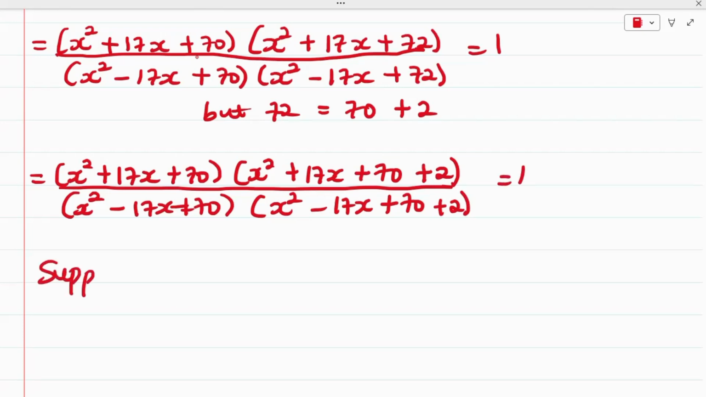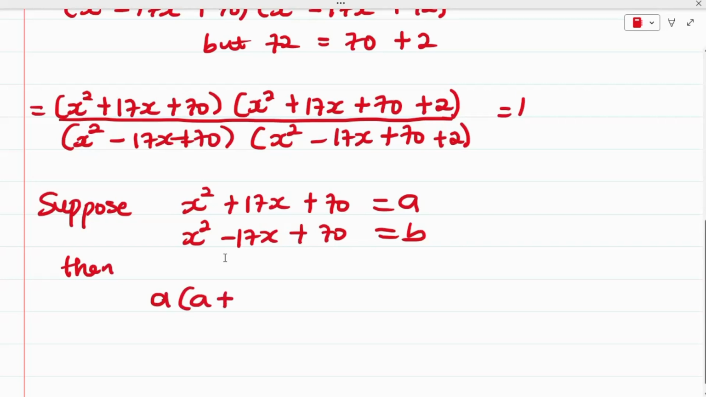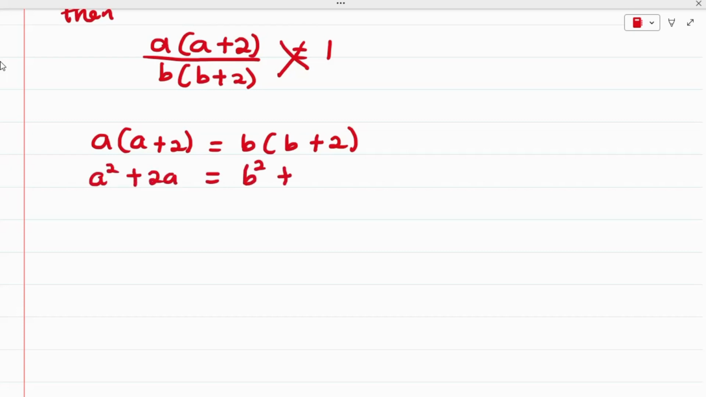So at this point, we want to say, suppose that x squared plus 17x plus 70 is equal to a, and x squared minus 17x plus 70 is equal to b. Then we have the equation a times (a plus 2) divided by b times (b plus 2) is equal to 1. Then we want to simply cross multiply, so we have a times (a plus 2) is equal to b times (b plus 2). Expanding this, we have a squared plus 2a is equal to b squared plus 2b.